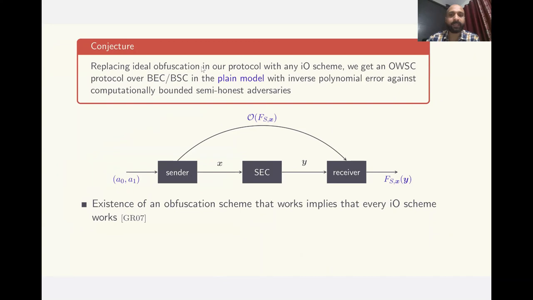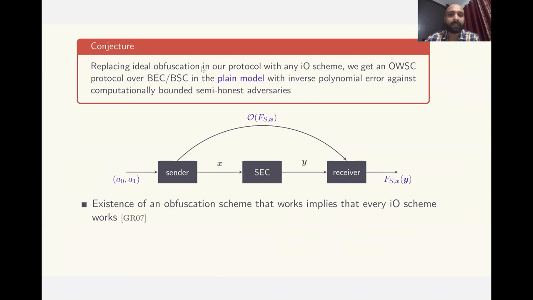As we observed before, a direct way to implement ideal obfuscation is by shipping a stateless tamper-proof hardware to the receiver. To get a plain model instantiation, a natural approach is to use indistinguishability obfuscation instead of the ideal obfuscation. Since IO is the best possible obfuscation, as shown by the work of Goldwasser and Rothblum, if some instantiation of ideal obfuscation in our protocol is secure, then so is IO. We, however, are not able to show that our protocol remains secure when ideal obfuscation is replaced with indistinguishability obfuscation.